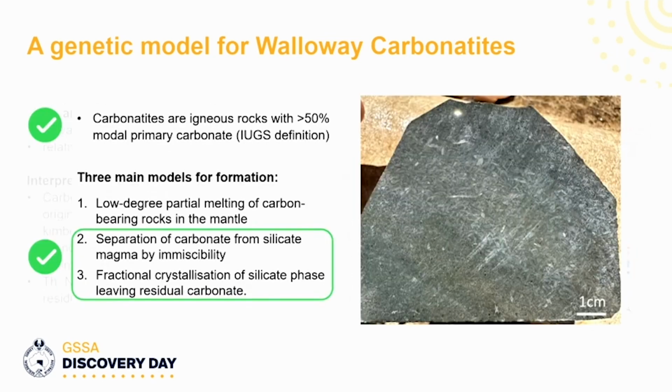So going back to those definitions that we showed at the start, we do have a rock with over 50% carbonate that has been shown to be primary magmatic carbonate, and we've proposed a formation model that's consistent with either 2 or 3 shown there. We've also demonstrated that there seems to be a very strong genetic link between the kimberlites and the carbonatites at Walloway.